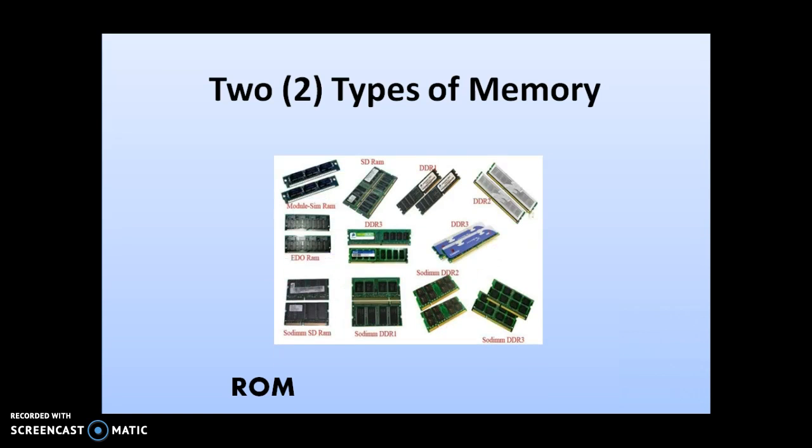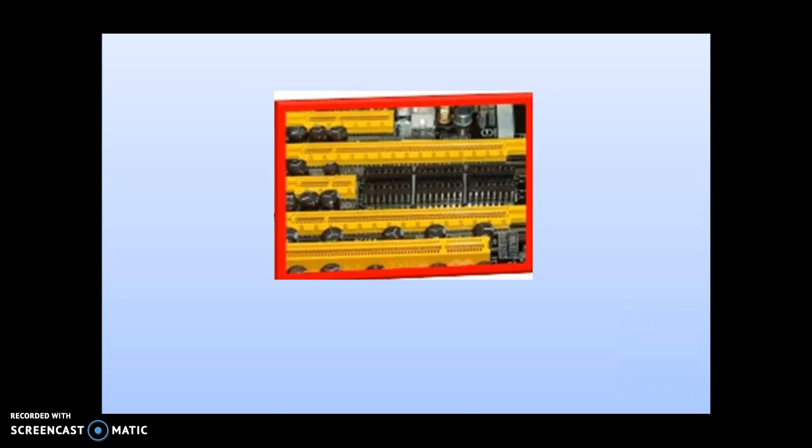There are two types of memory. We have the ROM or the read-only memory and the RAM or the random access memory. The ROM is non-volatile, meaning it holds data when the power is on and off, and the RAM is volatile, meaning it holds data only when the power is on. When the power is off, RAM's contents are lost.